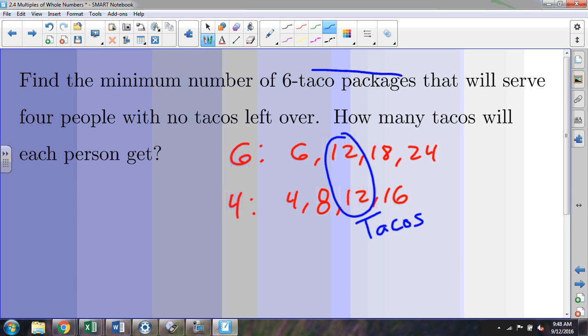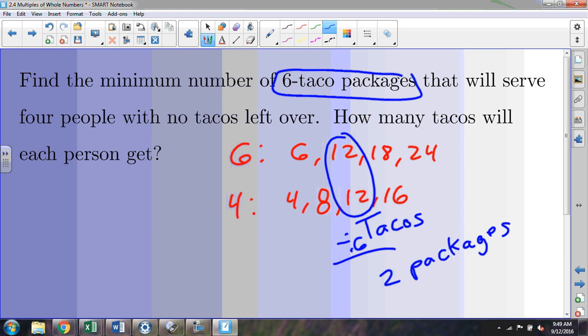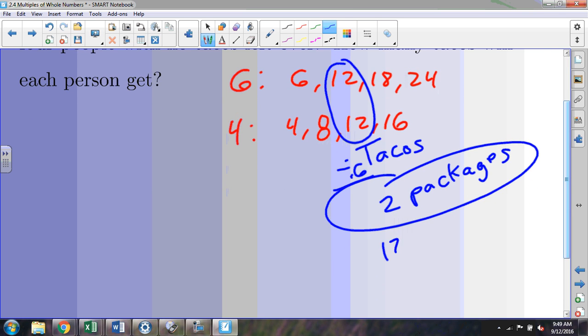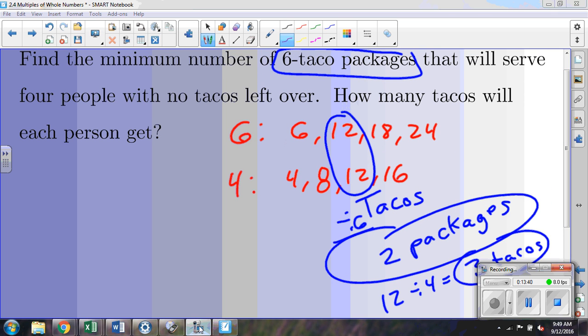And when they come in a package of 6, just taking that 12 divided by 6, you'll have to get 2 packages of 6. That way everybody will get the same amount. Also, how many tacos does each person get? 12 tacos split up amongst 4 people will give you 3 tacos for each person. What if you wanted 4 tacos? Then you're going to have to buy more tacos. And there won't be even for everyone.